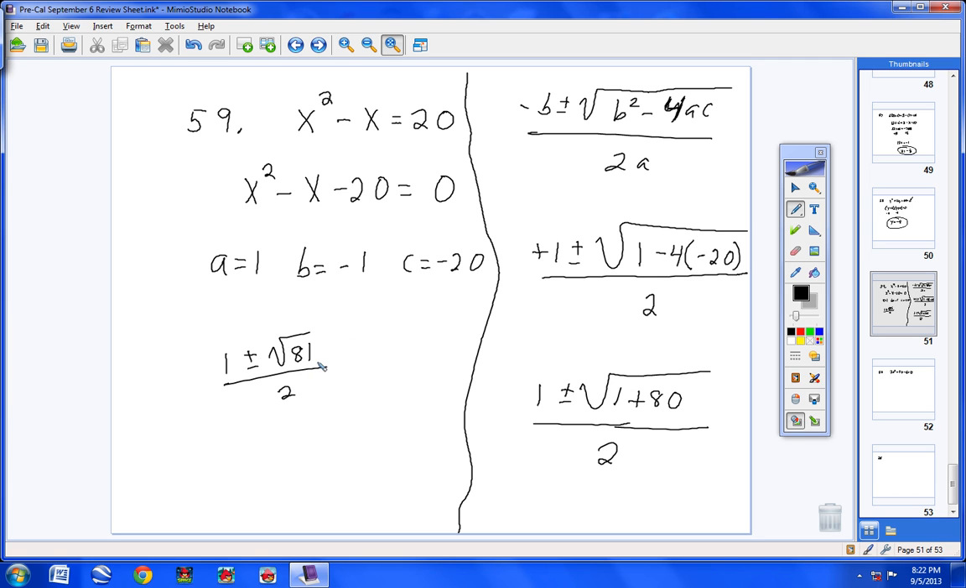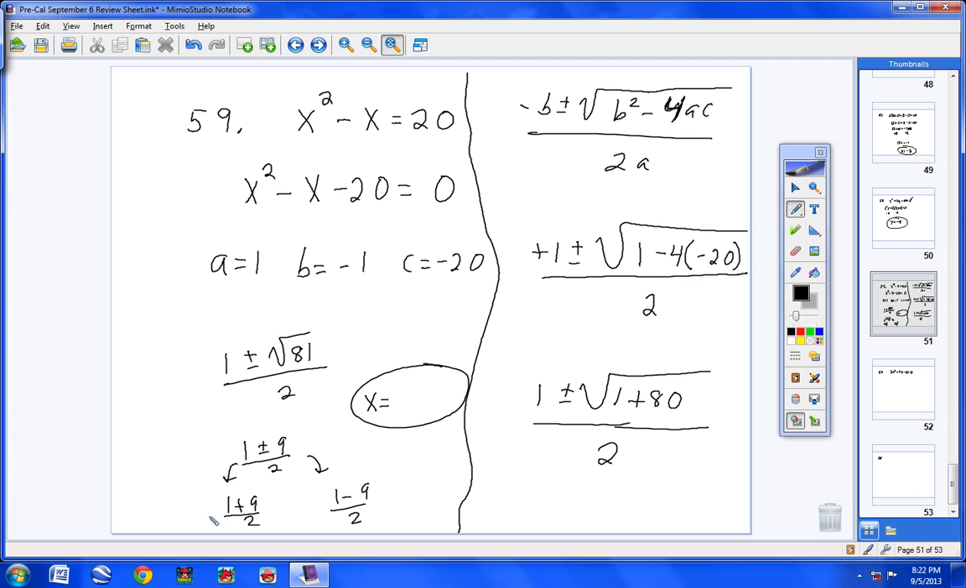And, of course, what is the square root of 81? It's 9. So 1 plus minus 9 all over 2. Now, that breaks down to two different fractions. 1 plus 9 all over 2 and 1 minus 9 all over 2. Now we should be able to put the answers right here in this circle.